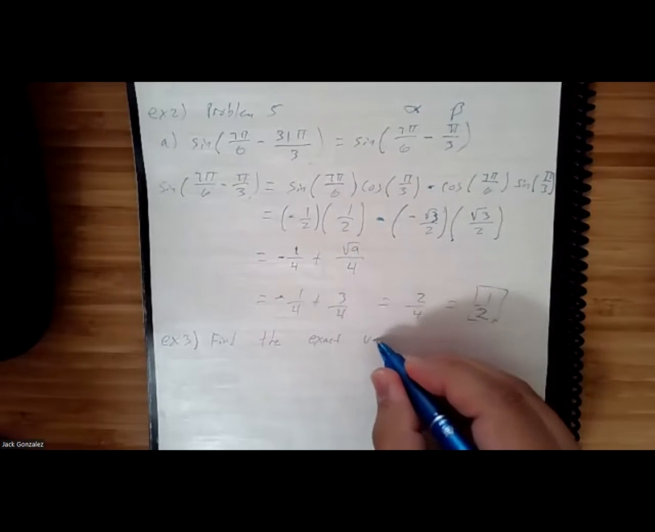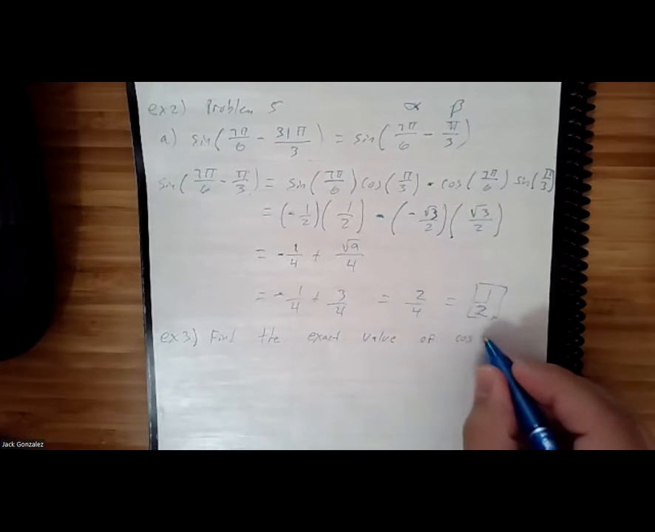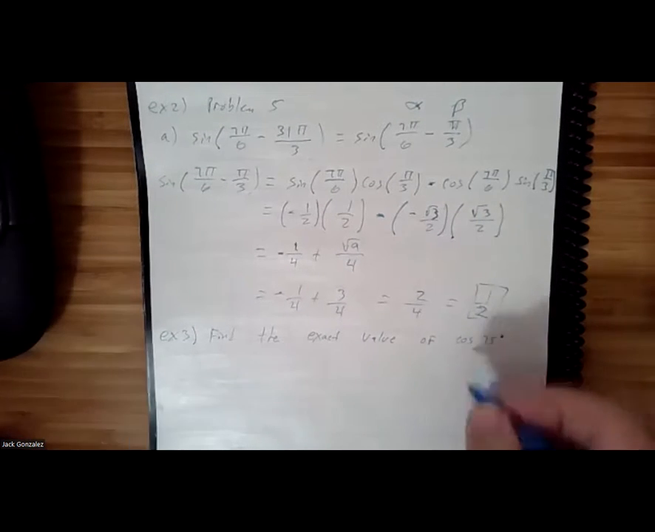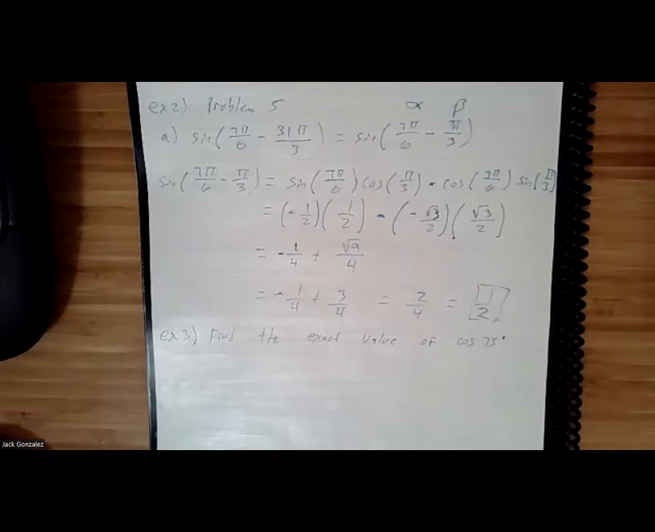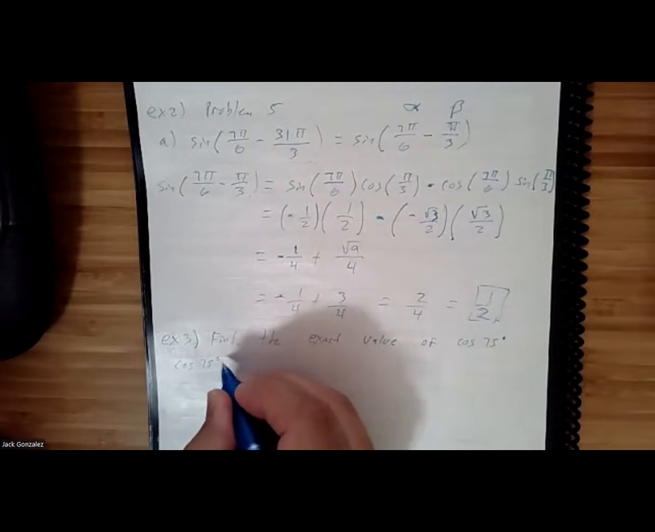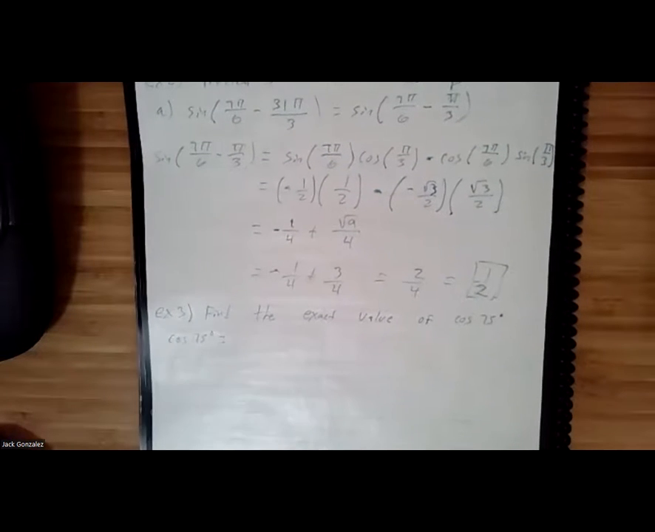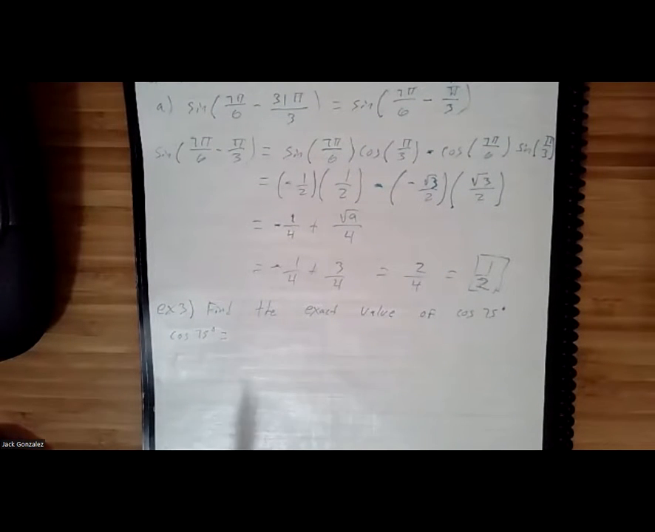Find the exact value of cosine 75 degrees. Okay, so this is where you need to think about this. 75 is not on the circle. But can you break this up into two angles that are on the circle? And there's more than one right answer.